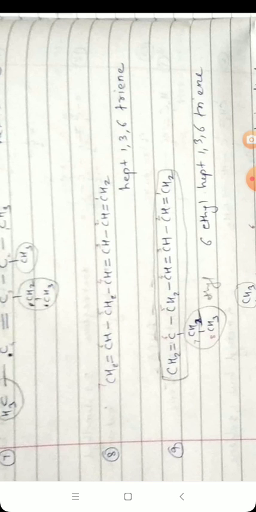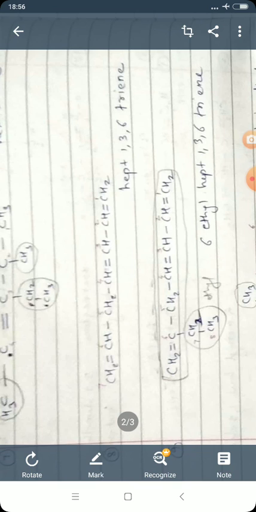Okay, so in this case there are 7 carbons, so it is called hept. Double bonds are present at the 1, 3 and 6, 3 positions, so it is called triene. So what is the name? Hept-1,3,6-triene, or we can call it 1,3,6-heptatriene.